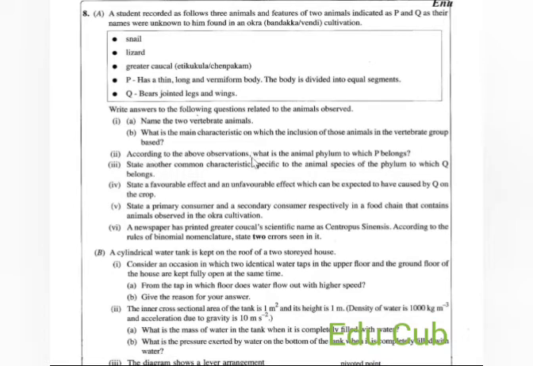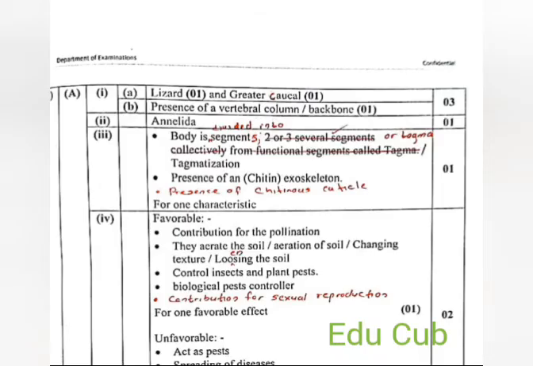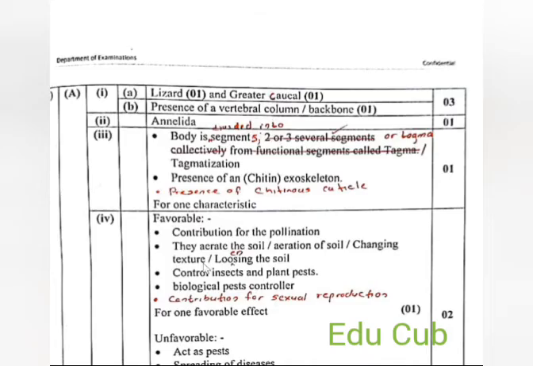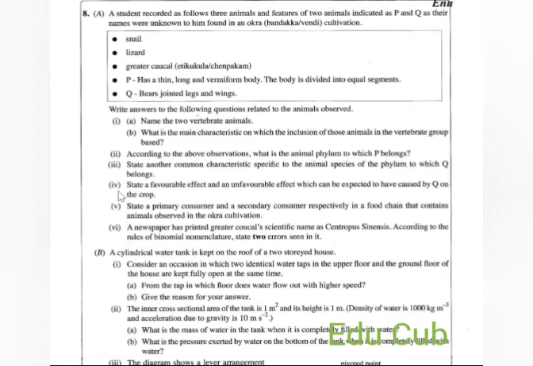Second one, according to the above observation, what is the animal phylum to which P belongs? Answer is Annelida. Three, state another common characteristic specific to animal species of the phylum to which Q belongs. Body is segmented, presence of an exoskeleton. Okay. Part 4. State a favorable effect and an unfavorable effect which can be expected to be caused by Q on the crop.